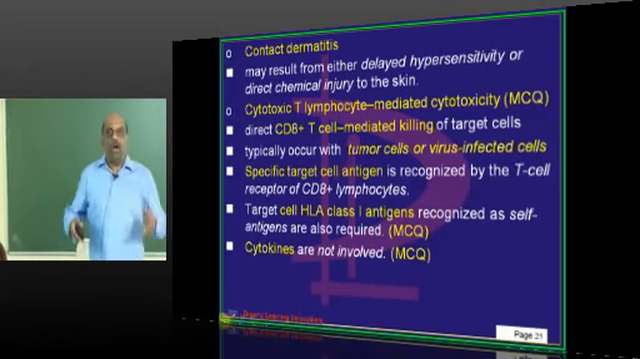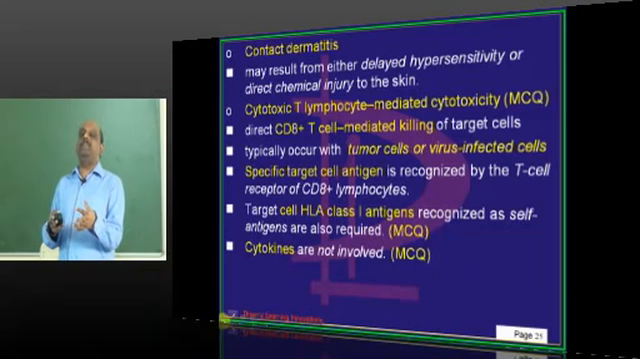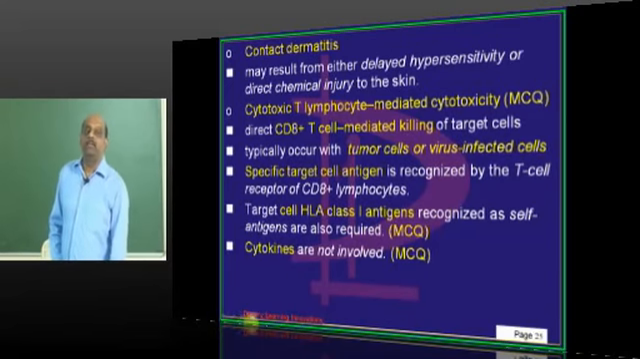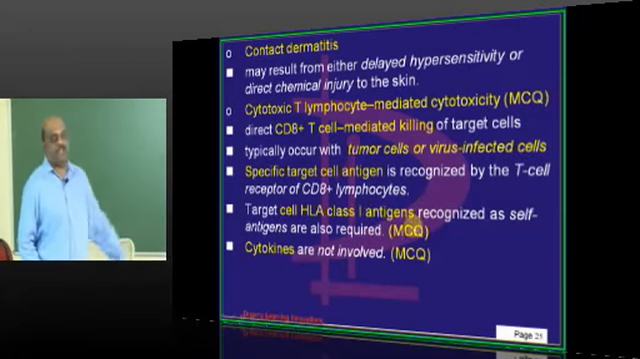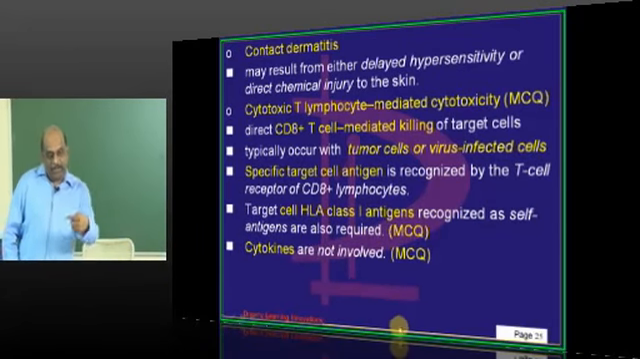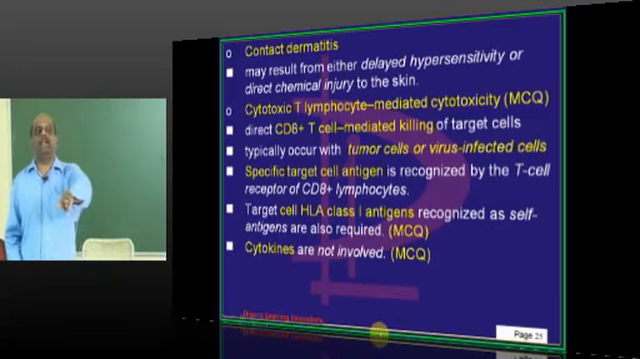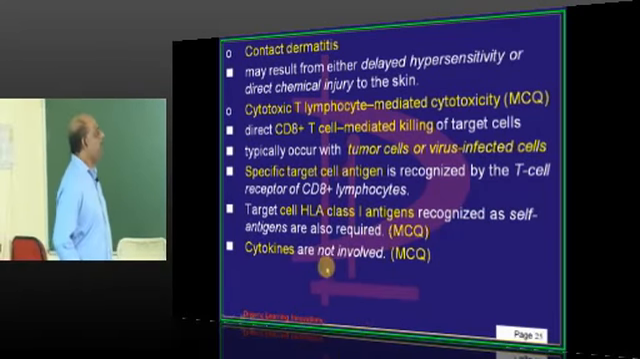So what is the receptor on that virus infected cell which is going to attract the CD8 positive cytotoxic T cell? The moment a virus infects or the moment a cell becomes cancerous, it starts expressing HLA class 1 antigens, which will enable those cells to be recognized by the cytotoxic T cells, which will lead to the destruction of it. That is what you need to remember.